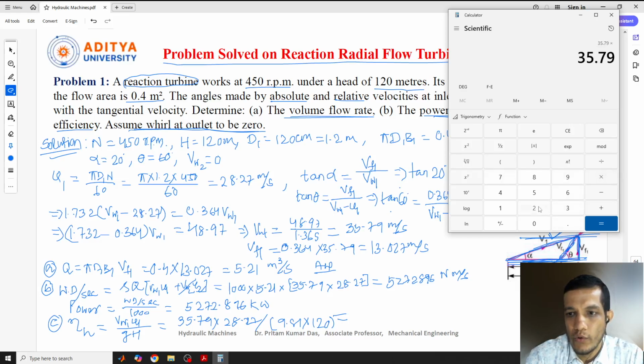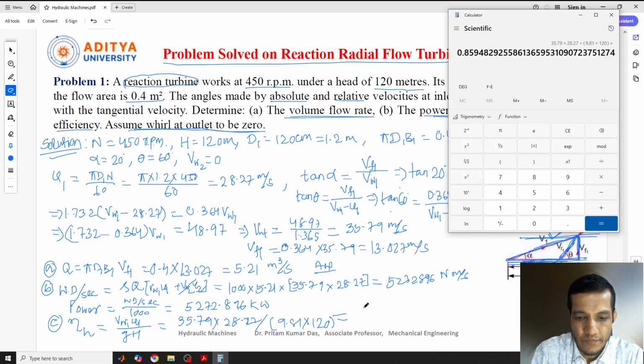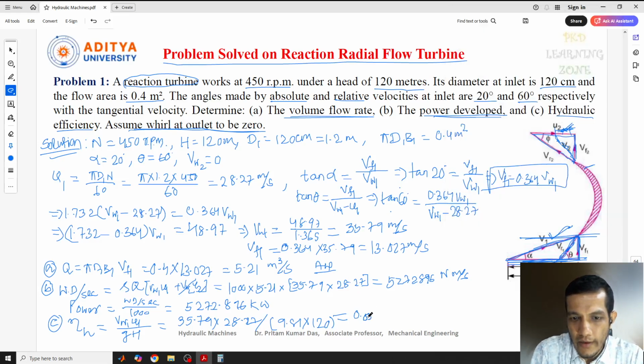35.79 into 28.27 divided by bracket start 9.81 into 120 bracket close, we get 0.859. So 0.8594 we got here. Now this one we can convert into percentage, that is nothing but 85.94 percent. This is our last answer for the efficiency, hydraulic efficiency. The first one, we got volume flow rate. Now we got this much power developed, and this is our hydraulic efficiency.